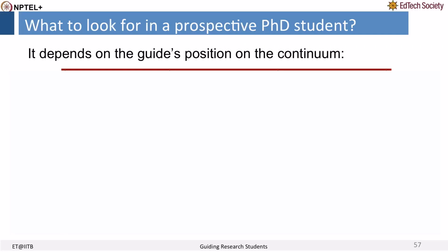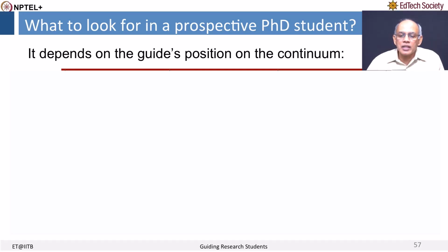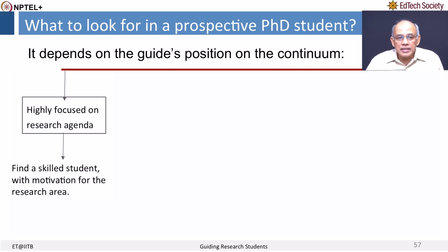Now we will talk about what we want to look for in prospective students, and what kind of goals are there. What to look for in a prospective student first depends upon the guide's position on the continuum, right? As we already saw, if you have a highly focused research agenda, then it is desirable to find a skilled student with motivation for that research area. That is likely to lead to alignment and therefore success on the mutually agreed metrics.